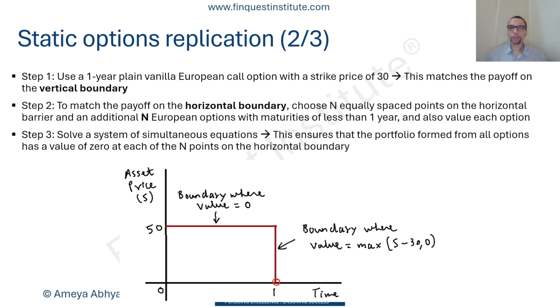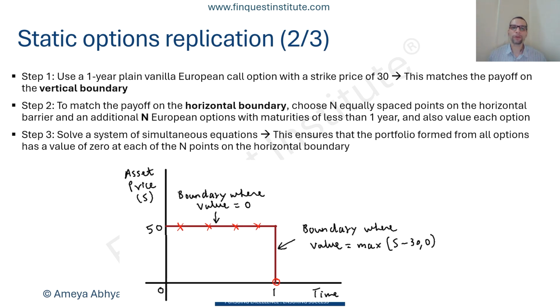Now to match the payoff on the horizontal boundary, we will choose n equally spaced points. Let's say I'm just showing 4 points, but let's say they're n in number. And this will require additional n European options with respective maturities which are less than 1 year, because the 1 year point has been taken care of. We have to look at all the earlier time points.